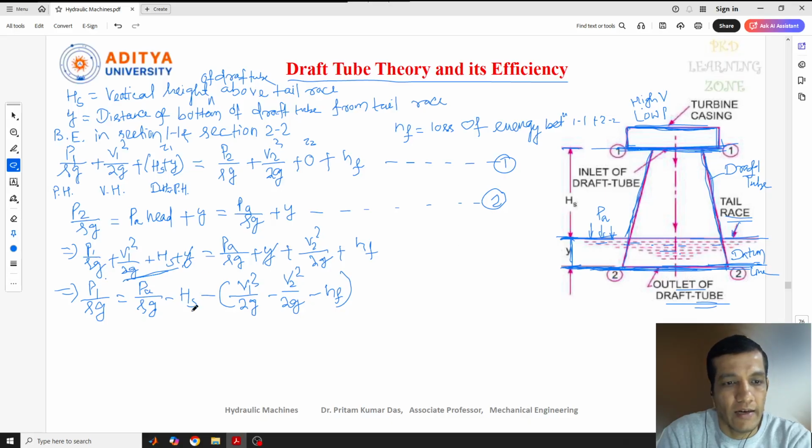So minus Hs I already have written, and V1 square by 2G I'll take to this side and make it a minus. Suppose it will come here, minus will be there. Then after that what will we do? We'll take a common minus.